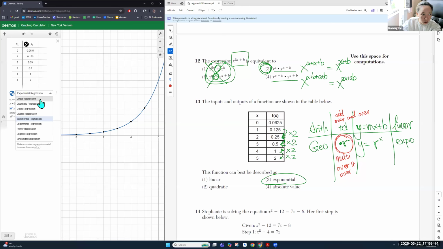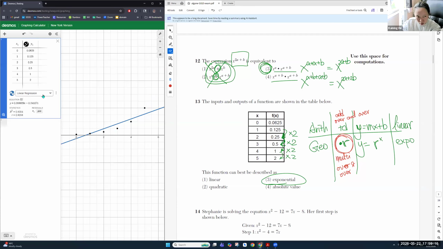So I'm going to do it one more time. Linear regression? No. And then quadratic regression? No. Not everything is on the point. And then exponential regression? Look at this. Beautifully fitting every single spot. That is how you know that it is exponential. But once again, this is your last resort for how to use Desmos to help you analyze the answer. But if you can do it by hand, I always encourage you to do it by hand.